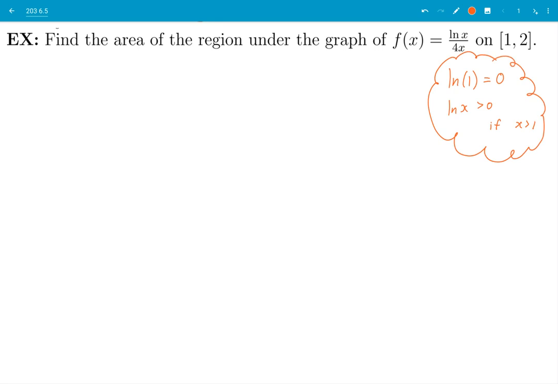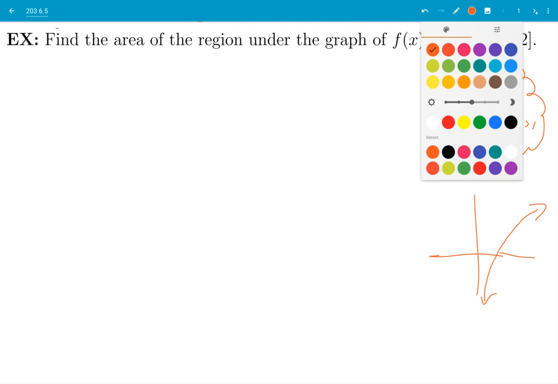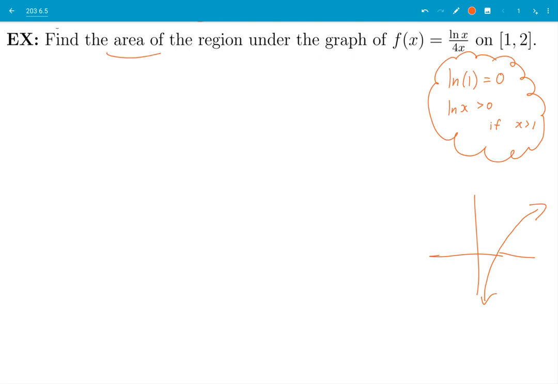I know that because I've memorized what ln of x looks like. It looks something like this. So it's positive there. That tells me that my function is positive between x equals 1 and x equals 2. So under the graph actually makes sense. To find the area, I can just use an integral.